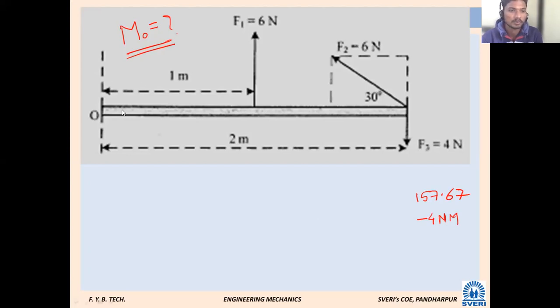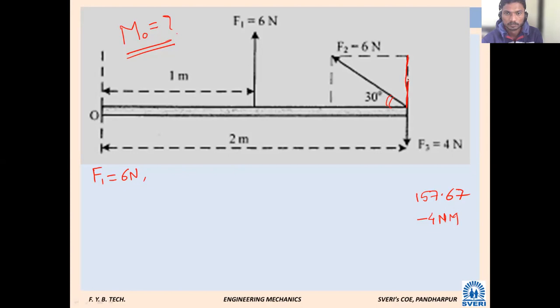So how many forces are given in this system? Three forces. Quickly we will solve. F1, F2. How is the F2 force? Inclined. At what angle is it making? 30 degrees. So what do we have to do for this? We have to resolve this force into its x component and y component.